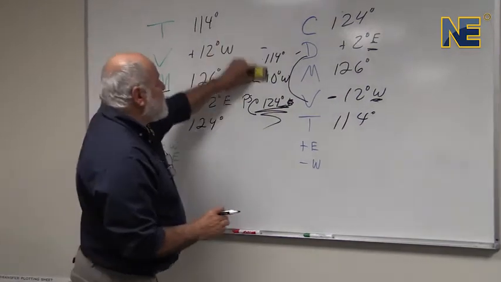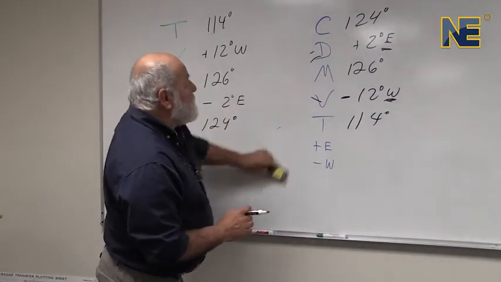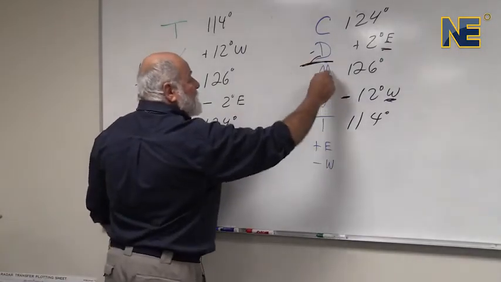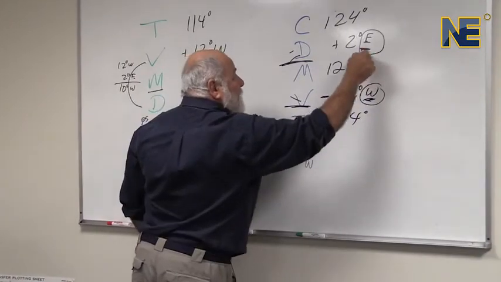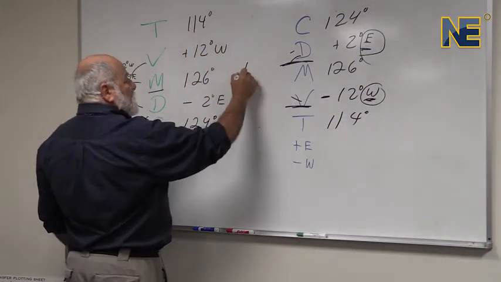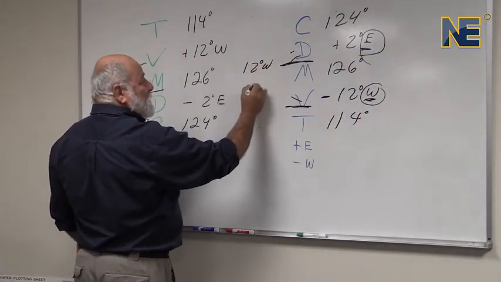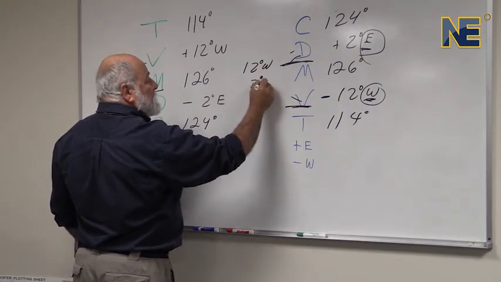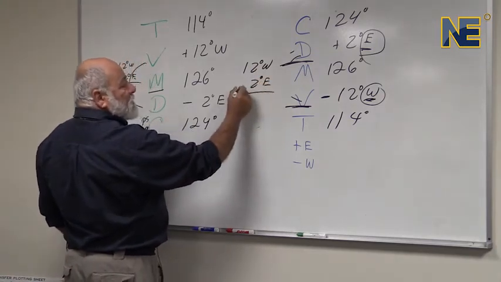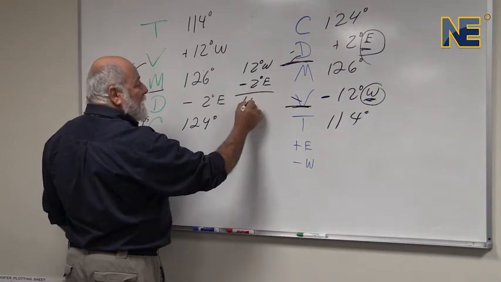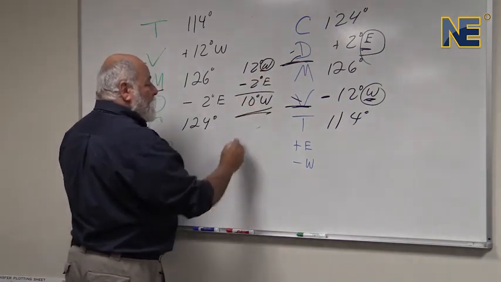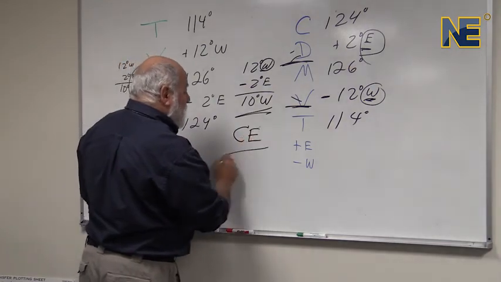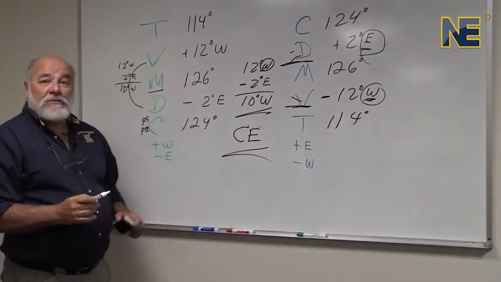So all compass error is, is combining the deviation and the variation using whichever direction is the greater: 12 degrees westerly, 2 degrees easterly. We subtract because they're not alike, we get 10 degrees, and we use the larger direction. 10 degrees west would be our compass error. And that's all compass error is, and that's all it does.